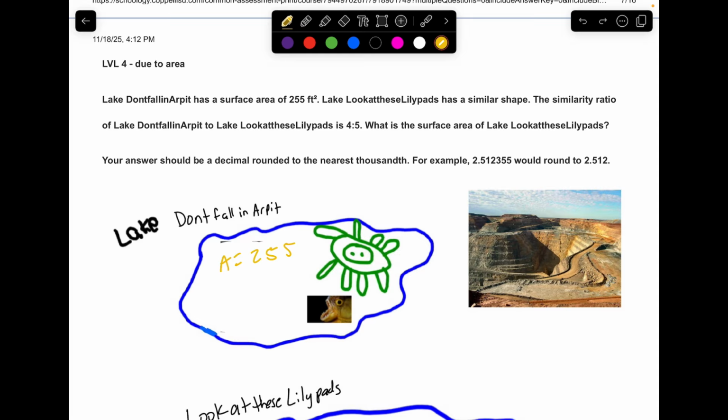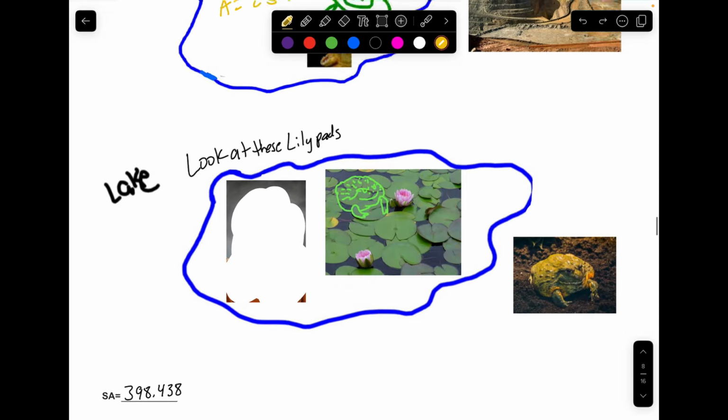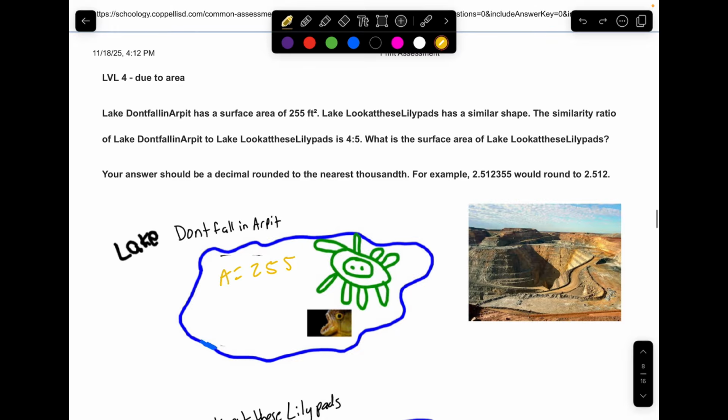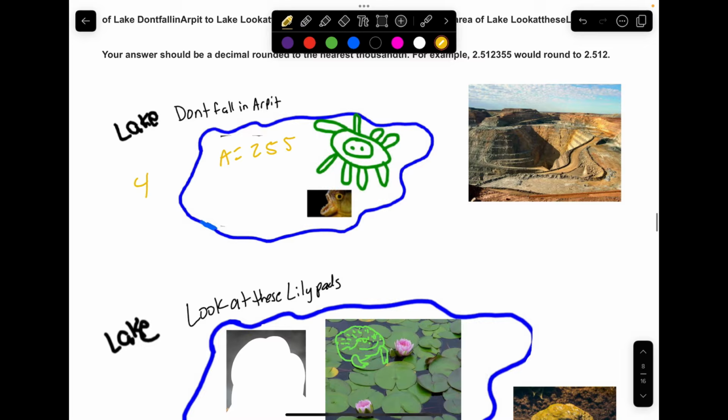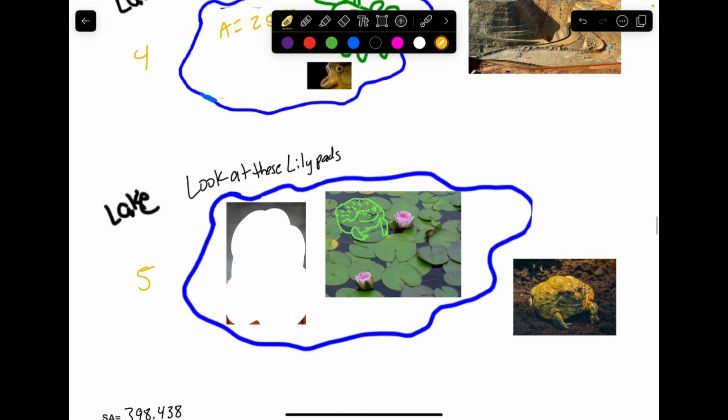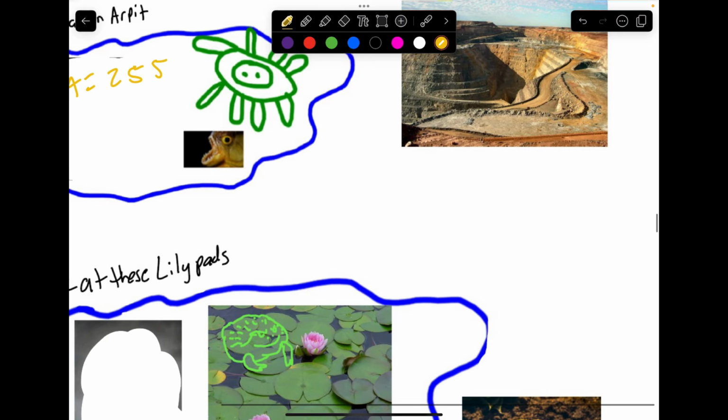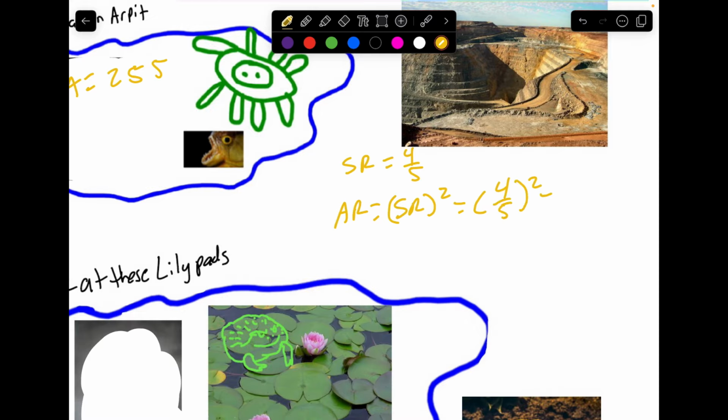It says, Lake Look at These Lily Pads has a similar shape. So the shapes are similar. The similarity ratio of Don't Fall in Our Pit to Look at These Lily Pads is 4 to 5. So they're saying for every 4 units on the first lake, there are 5 units on the second lake. So to work with area, remember that the similarity ratio is the ratio of linear measurements. To get the area ratio, we need to take the similarity ratio and square it. That would be 4/5 squared, which is 16 over 25.